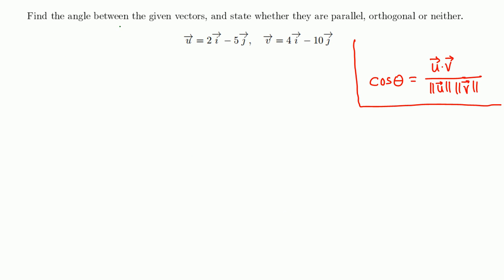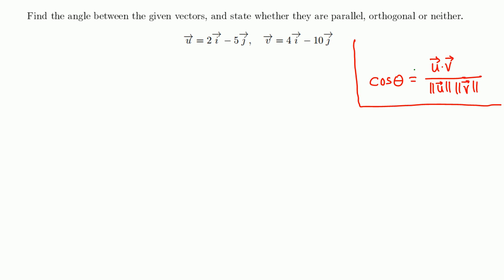Find the angle between the given vectors u and v and state whether they are parallel, orthogonal, or neither. And we know that the angle theta between two vectors u and v is given by this formula: cosine of theta equals u dot v over magnitude u times magnitude v.